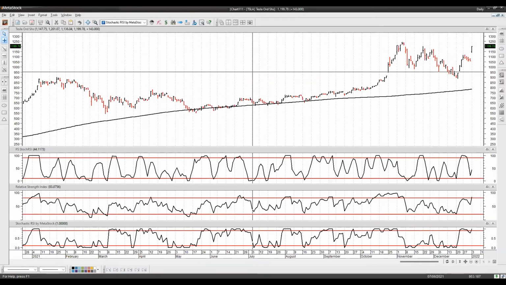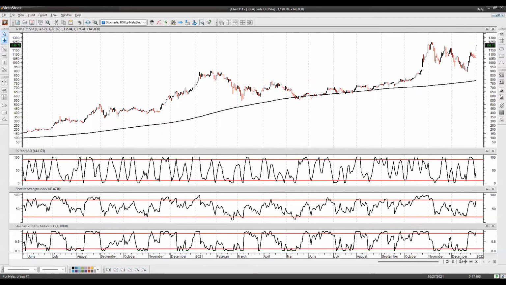Let's continue. Tesla. And let's continue here. Now look how long it stayed on the stochastic RSI low. But still, if you were patient enough, it did go upwards.